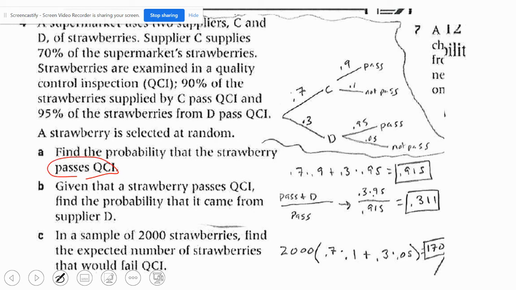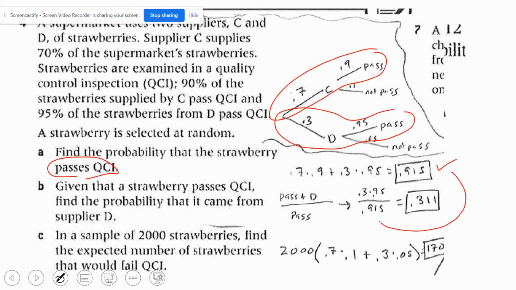So on this passes, again, there's this route where you pass and this route where you pass. And often this answer is the denominator in the given that. So given that it passes, which we just found, what's the probability it came from supplier D? Supplier D is right here. So that's where that number comes from.